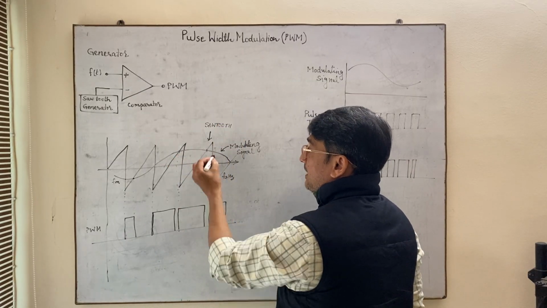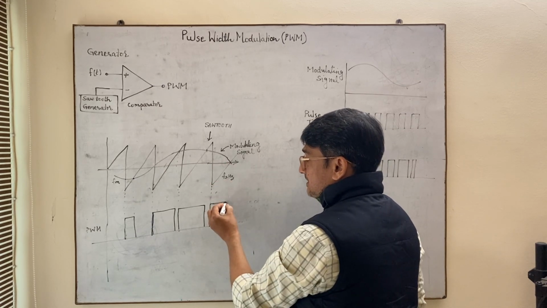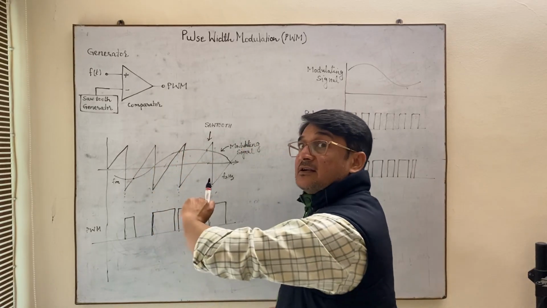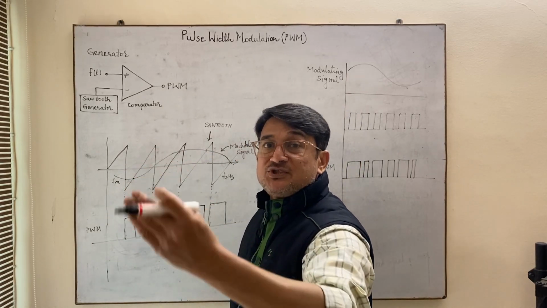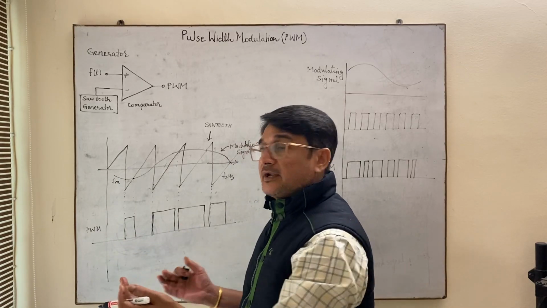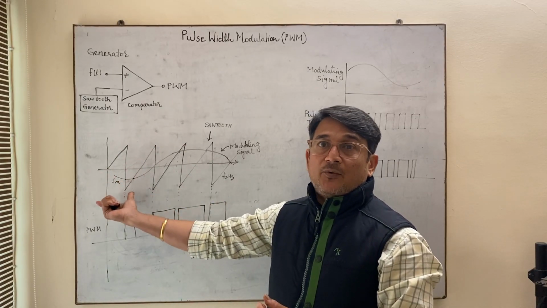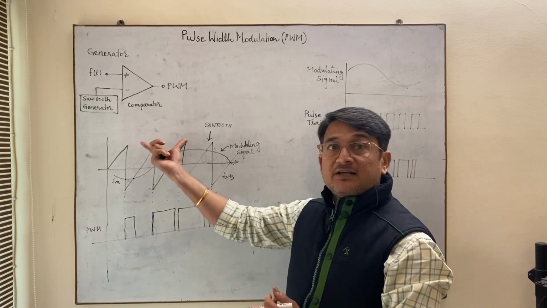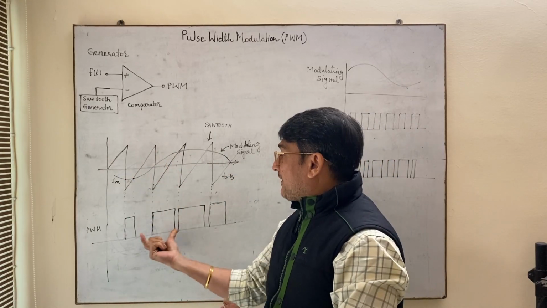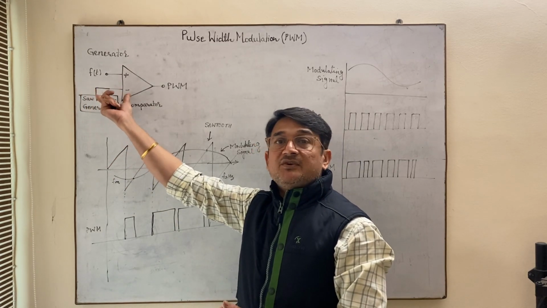So this is the end point. Again, this is the starting point, and then it is cutting here. So this is the end point. This way, because the modulating signal intersects the ramp at different positions, the width of the pulse will obviously be different. So that is how you achieve the pulse width modulated waveform. This pulse width modulated signal is now transmitted, and at the receiving end we will demodulate this PWM signal and recover our modulating signal f(t), which we have transmitted.